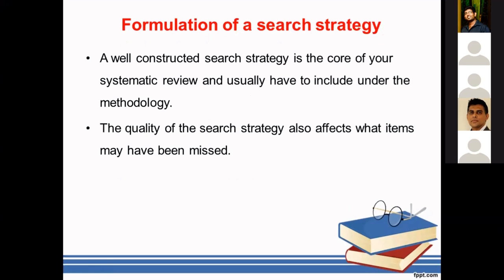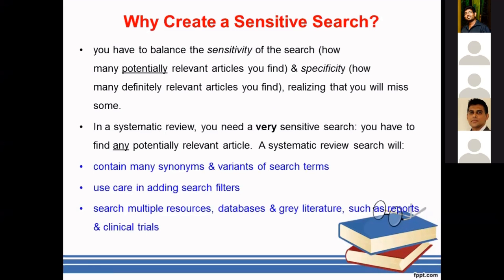So actually, as Dr. Chamara said, formulation of a search strategy is very, very important. It is the core of your systematic review, and all the results will depend on the quality of the search strategy. And why do you create a sensitive search? Because in a systematic review, you have to get all the potentially relevant articles, not only the definitely relevant ones. So you have to use synonyms and variants of search terms and use caution in adding search filters. And you have to search multiple resources, databases, gray literature, and all other things.